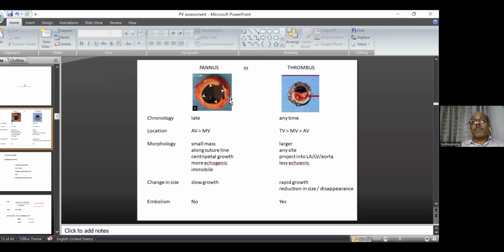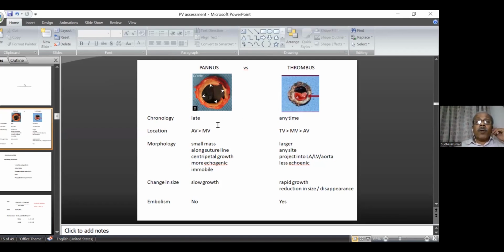Then I'll talk about pannus and thrombus. Vegetations, I think all of you know; I need not discuss vegetation. This one common thing which is discussed is the pannus. Pannus is an ingrowth which occurs along the suture lines, whereas thrombus can occur anywhere. It can occur in the annulus, in the struts, in the leaflets, and elsewhere also. So if you are seeing multiple things elsewhere, you go for vegetations. Whereas if it is confined to the prosthetic valve, you have to try to differentiate. Pannus occurs quite late, whereas thrombus can occur at any time.